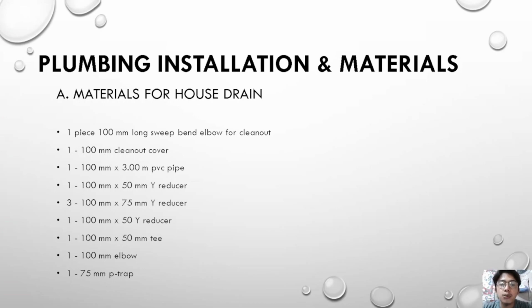So, the Y reducers are used to connect the pipes in different directions, and the T and elbow fittings are used to change the direction of the pipes. So, lastly, the 75mm P-trap is installed in the drain to prevent sewer gas from entering the house. So overall, these materials are essential in the plumbing system to ensure proper draining of water and waste.